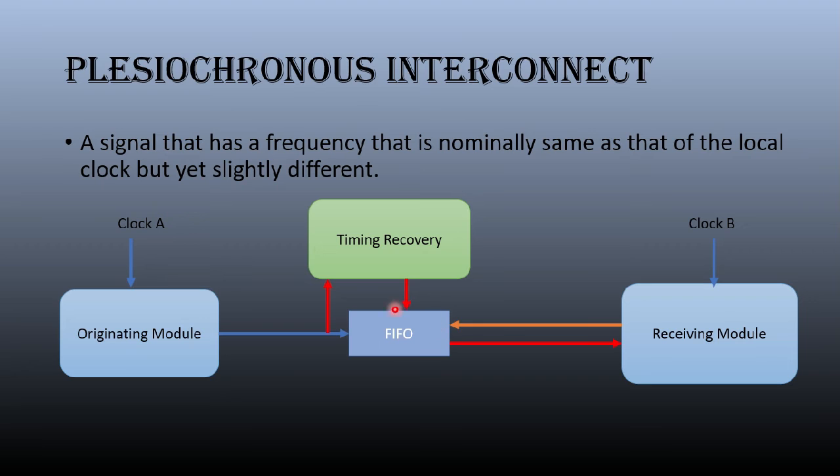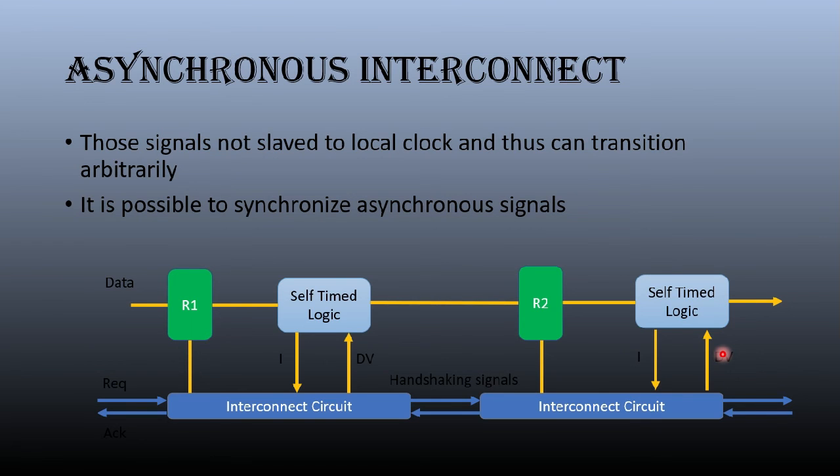This buffer should be large enough to handle the data if it is sent fast or very slow. If the originating module sends the data very fast, then this buffer may overflow and it may lose some data. Or if it sends the signal very slowly, then there might be multiple redundant copies of the same thing at the receiving module. Those signals that are not at all slaved to the local clock and thus can transition arbitrarily are called asynchronous interconnects.